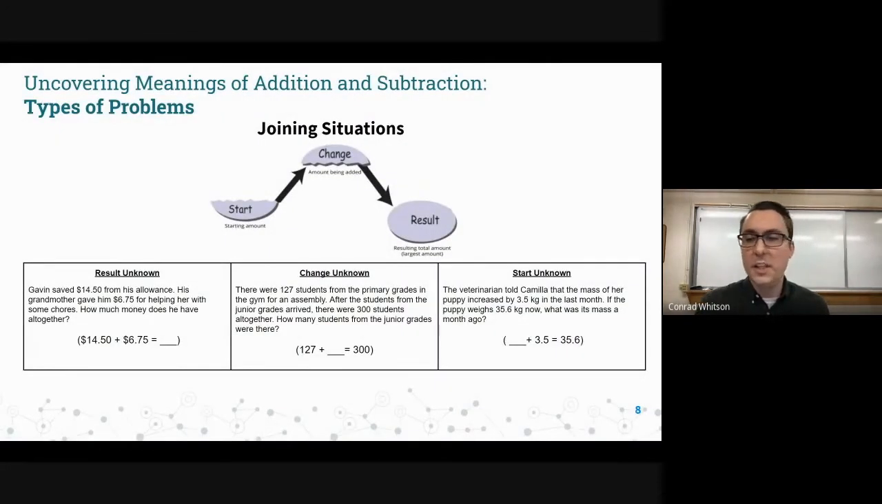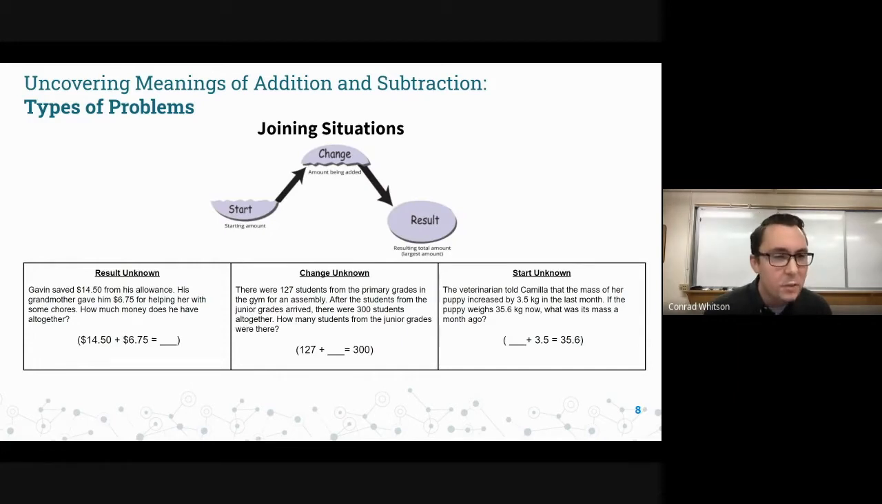So the teacher supports in the curriculum mention these different situations and different problem types. So I thought we would unpack those together because it really will give us a sense of the breadth of what we want students to experience. We want them to see all of these different types of situations that can be solved by adding or subtracting.